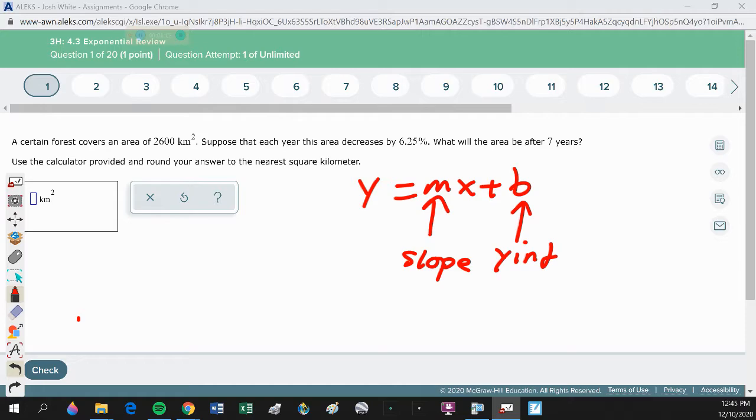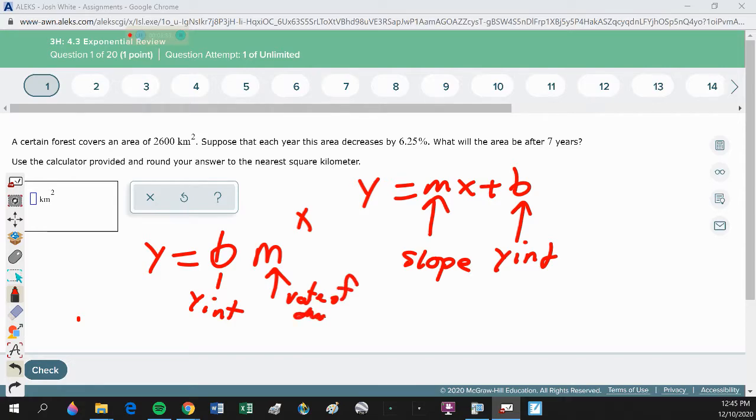But for exponential equations, I like to write y equals b times m to the x. And this is the y-intercept. And this is the rate of change, but it's not linear. It's exponential. So, how do you increase a number by 10%? Multiply by 110% or 1.1.